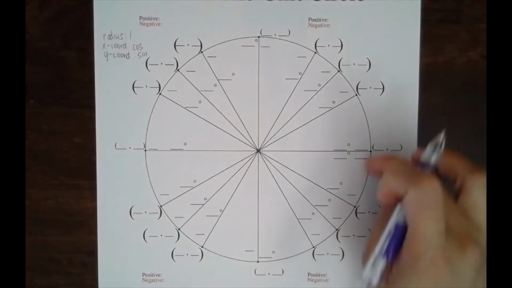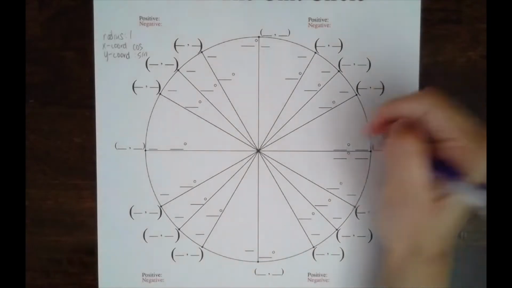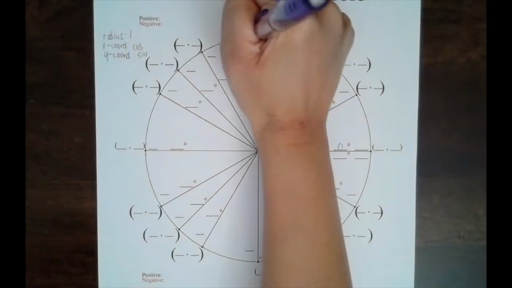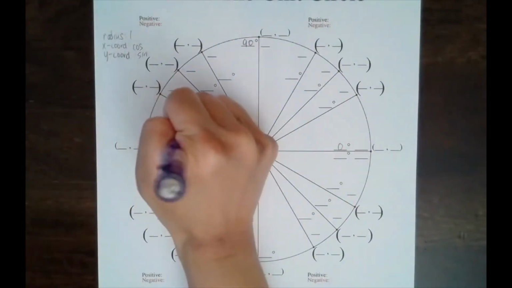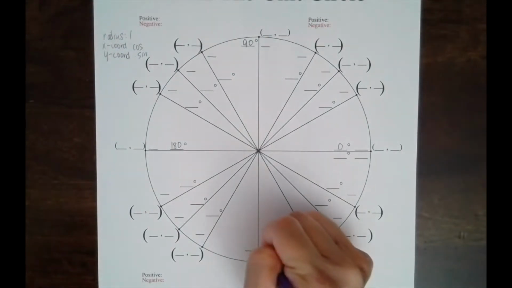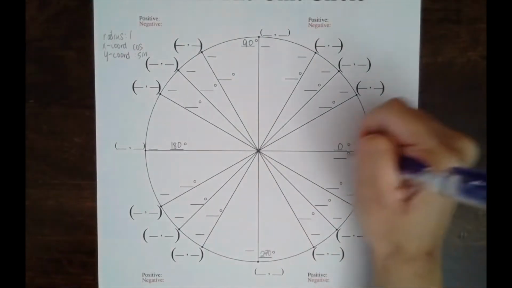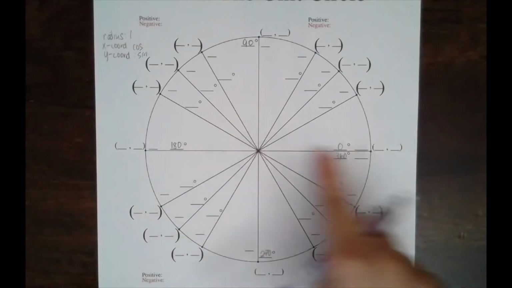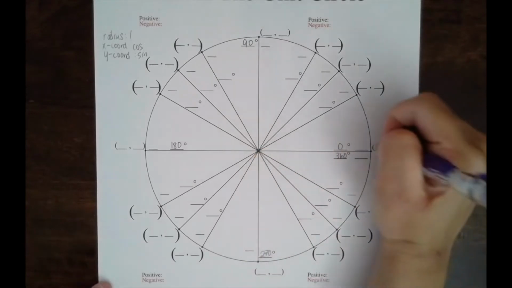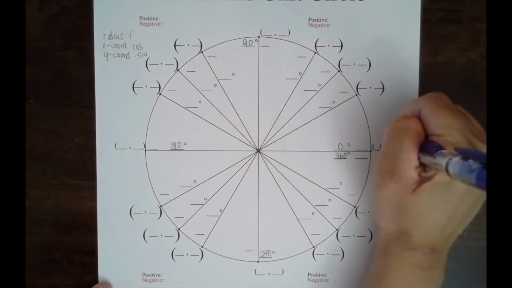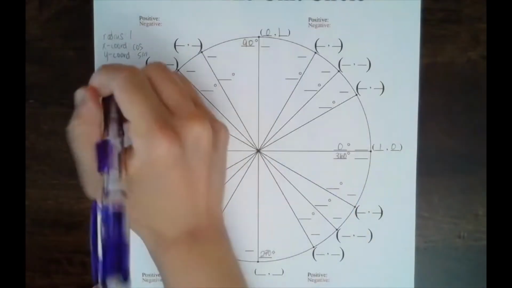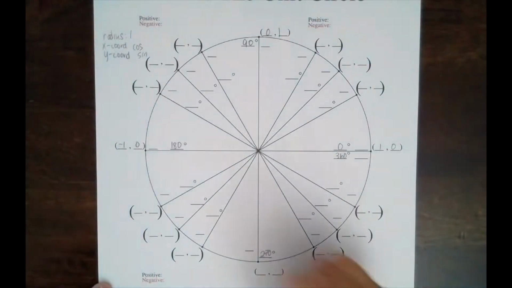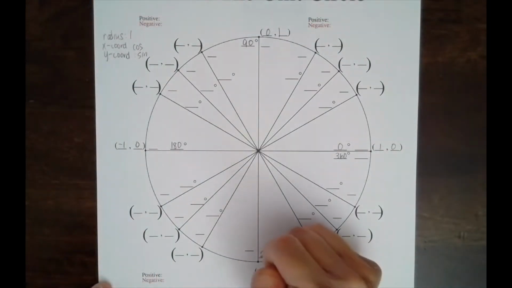We know the multiples of 90: 0 degrees, 90 degrees, 180 degrees, 270 degrees, and back to 360. And knowing that this is a circle with radius 1, if you think of this as the origin, this is 1, 0, 0, 1, negative 1, 0, and 0, negative 1.